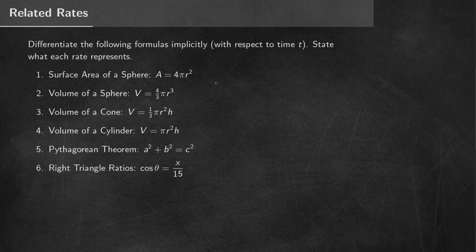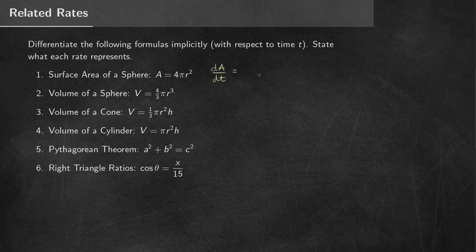For this next set of problems, we want to differentiate our equations with respect to time t. Our first equation is the surface area of a sphere. The surface area of a sphere is given by A equals 4 pi r squared. So we'll take the derivative of the left-hand side. The derivative of A with respect to time t is dA dt.